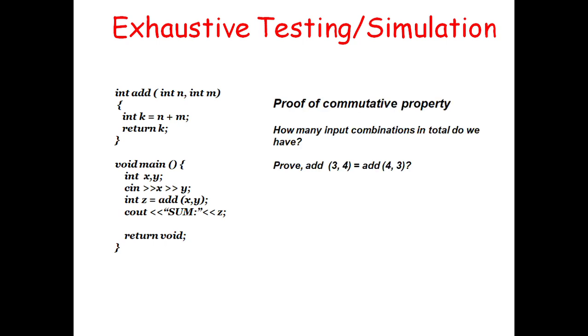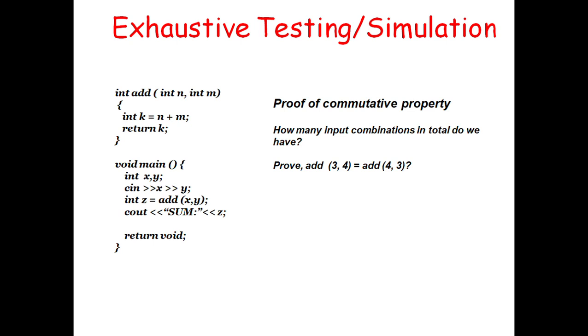Now, using testing and simulation, if we want that this function add must satisfy a simple property, the commutative property, then we must ensure this for all possible inputs. The commutative property states that when the arguments of this function are swapped, the result will be the same. The result is not changed.